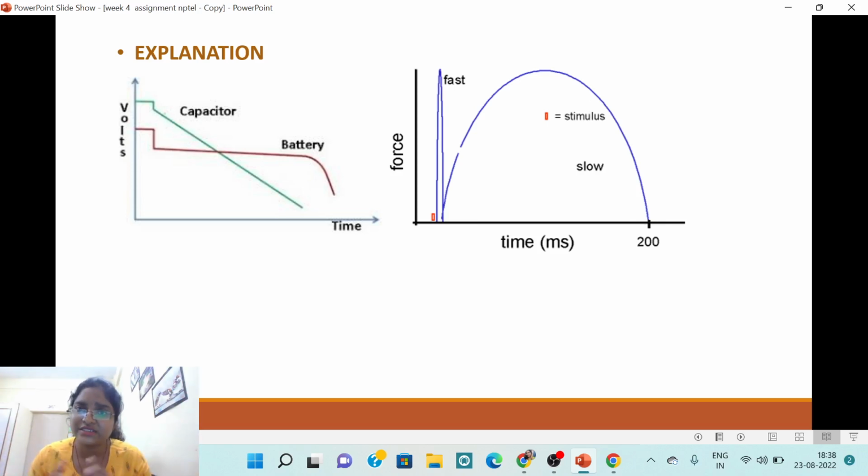If we compare these two muscle types to a capacitor and a battery, obviously a capacitor works at a faster rate and gives more voltage than a battery. As you can see, it uses more volts from the start and then it just declines. But a battery starts at a high level and then doesn't go down much; it remains at a saturated level for a very long period of time and then goes down, just like a slow twitch muscle. So I guess you can understand this comparison well through both graphs. Okay, so we'll move on to the next question.